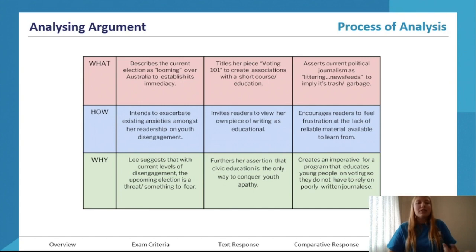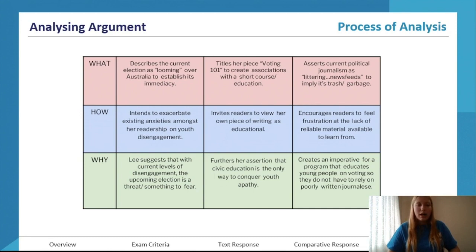Just a breakdown of our process of analysis, with some examples. So let's look at this example for a few different pieces of textual evidence. Our what could be: describes the current election as looming over Australia to establish its immediacy. So this is our evidence and how the language is working to create a certain effect. Then our how, intended effect: intends to exacerbate existing anxieties amongst her readership on youth disengagement.